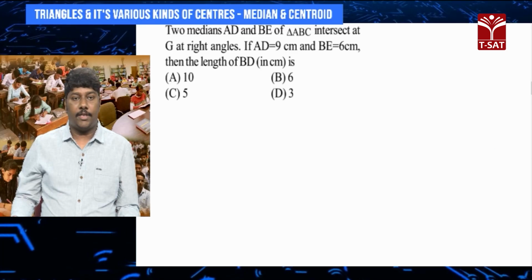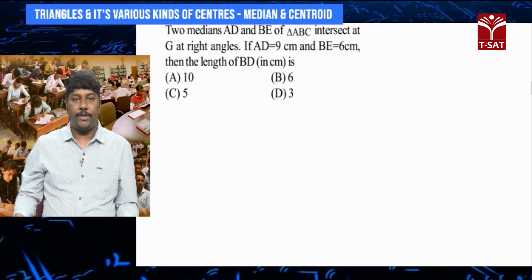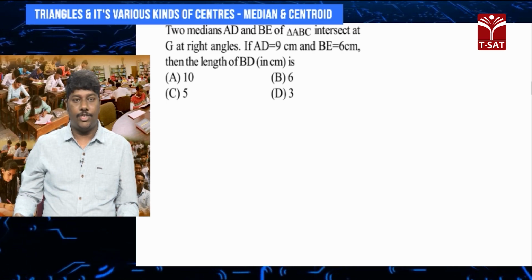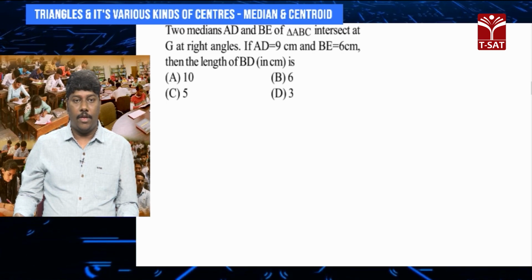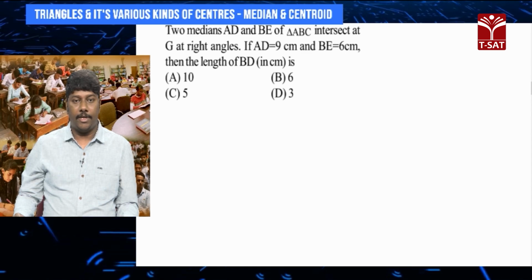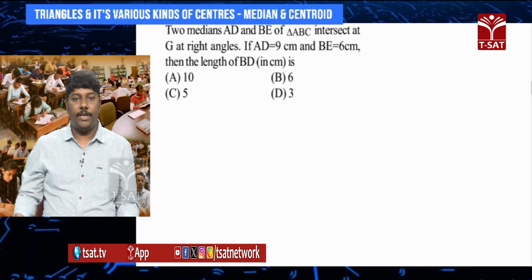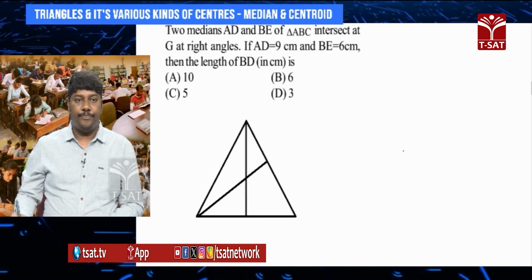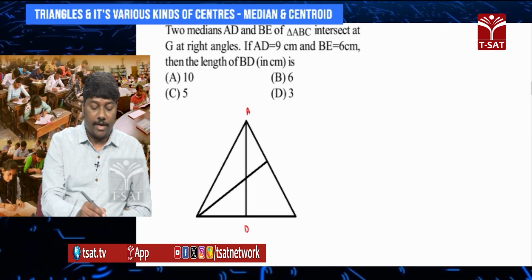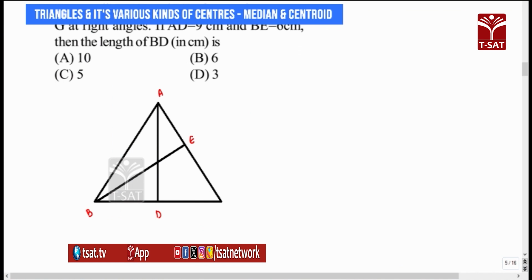Here two medians AD and BE of triangle ABC intersect at G at right angles. If AD is equal to 9 centimeters and BE is equal to 6 centimeters, then the length of BD is. Here is the figure. Two medians AD and BE intersect at right angles. So the angle between these two medians is a right angle, 90 degrees here. AD is equal to 9 centimeters and their intersection point you call it a centroid.